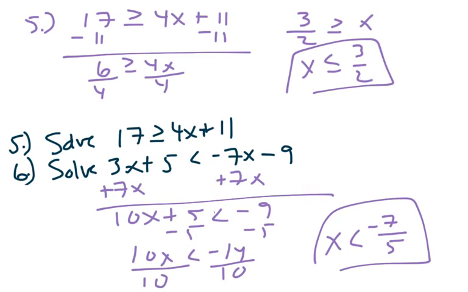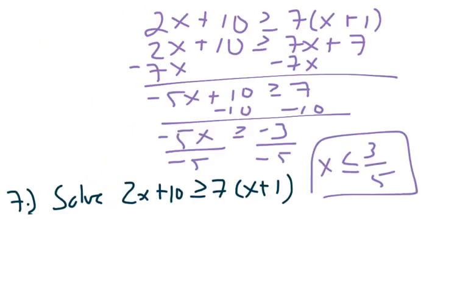Number 5, I started by adding 7x to both sides. So 3x plus 7x is 10x, and then negative 7x plus 7x is 0, leaving me with a -9. Then I subtracted 5 from both sides, so I ended up with 10x is less than -14, and then divided both sides by 10. 14 over 10, those are both even. 14 divided by 2 is 7, and 10 divided by 2 is 5, and so I simplified that to 7/5. There is no flip there because you're not dividing by a negative, so x is less than -7/5.